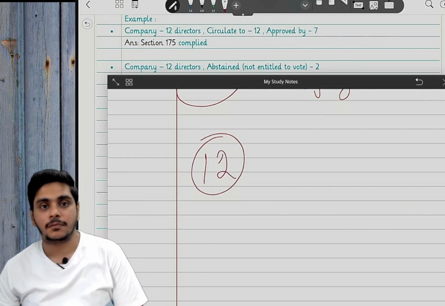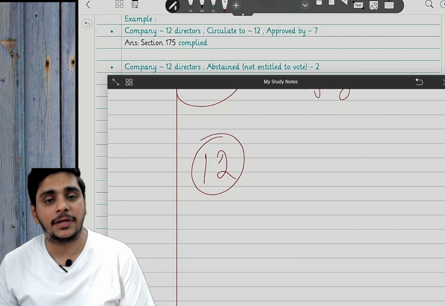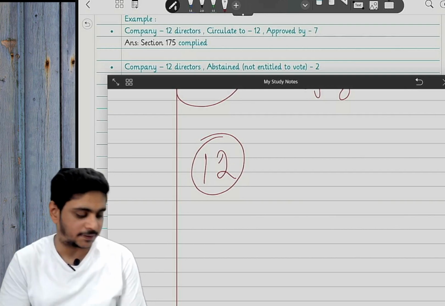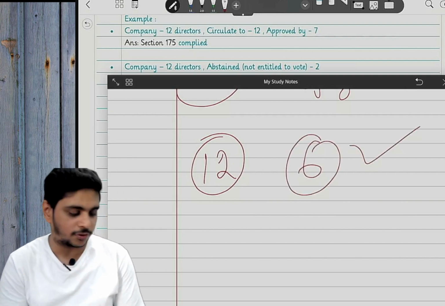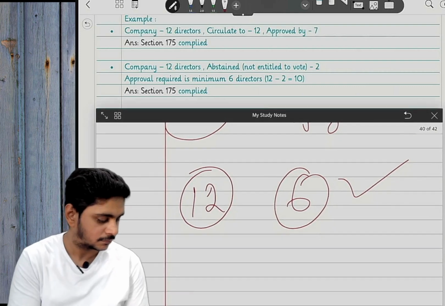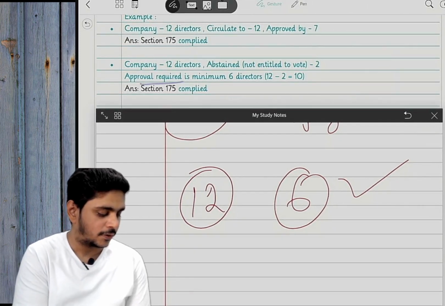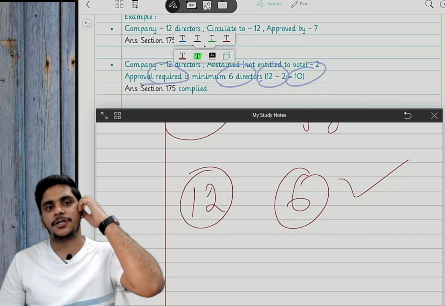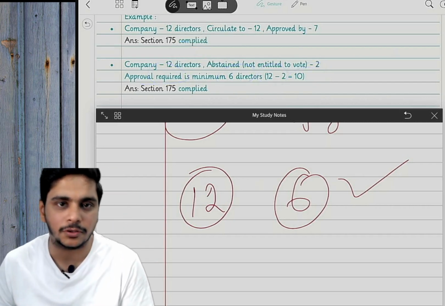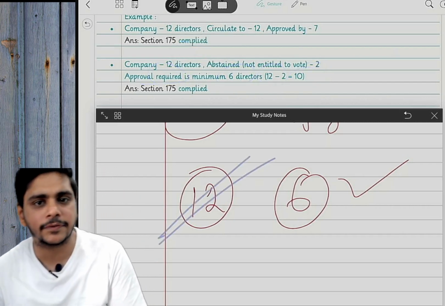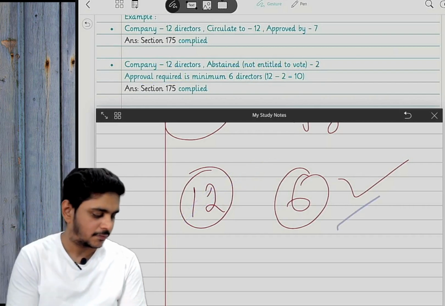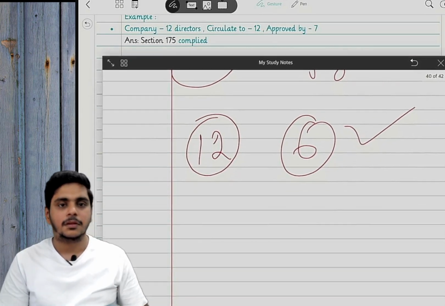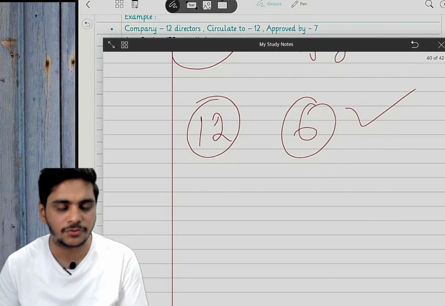12. And how many people will approve? 12 minus 2 is 10. Half of 10 is 6. 6 should approve. So approval required is minimum 6 directors, that is 12 minus 2 equals 10, correct? Because abstained directors you have to ignore for approval, but you have to send to all. 12 minus 2 gives 10, and the majority of 10 is 6. So section 175 is complied. Clear? So this is my first section, 175, resolution by circulation.